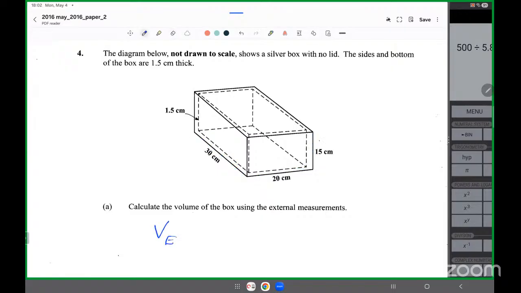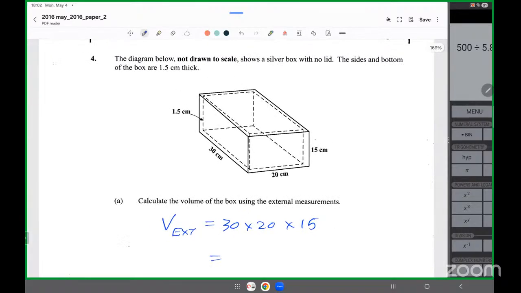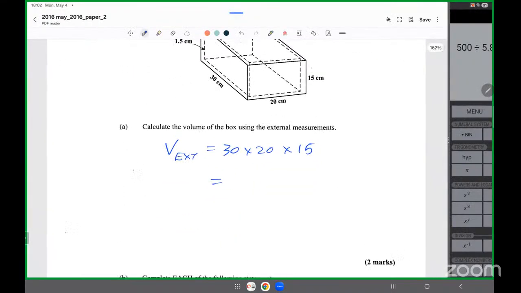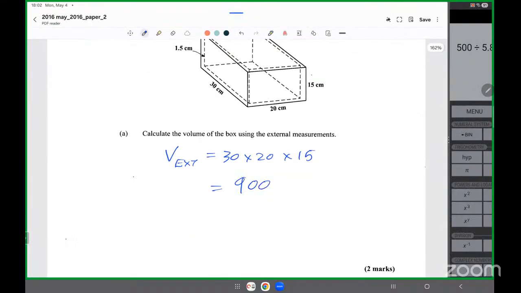Volume externally becomes 30 times 20 times 15. How much is that? 9,000 cm cube. And she put the cm cube on it. All right.